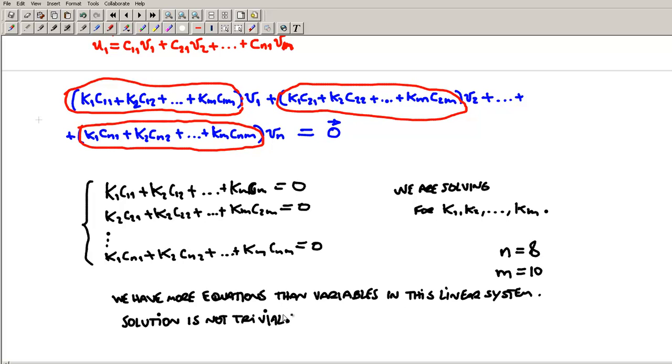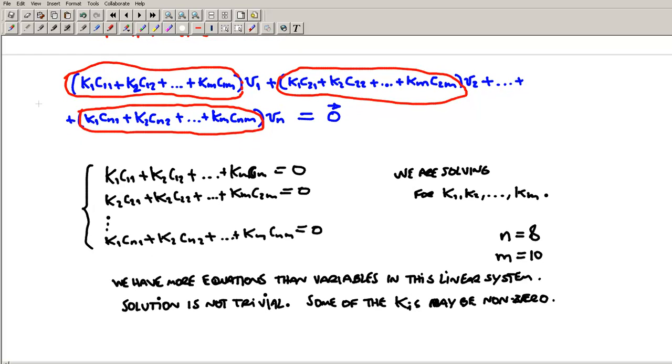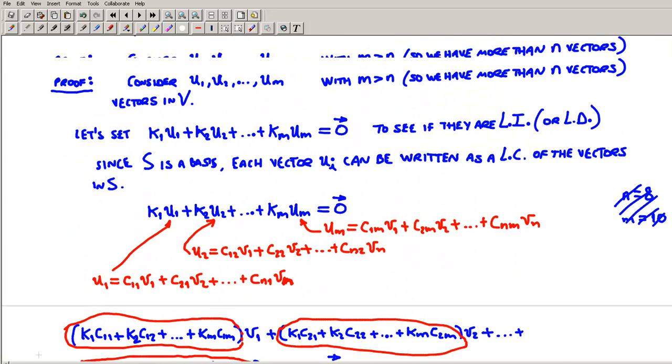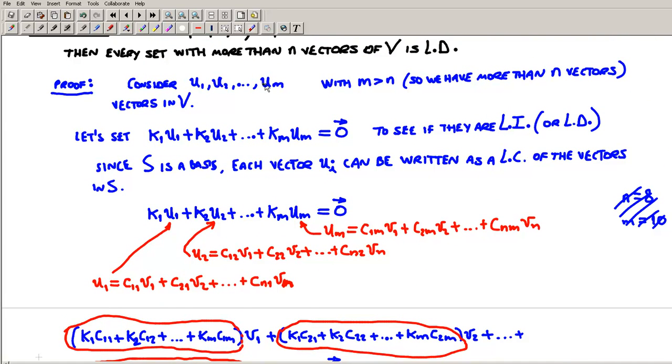So in other words, some of those ki's may be non-zero. Therefore, these vectors here are linearly dependent.